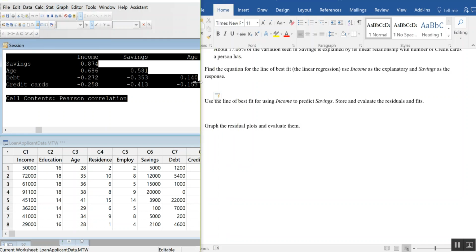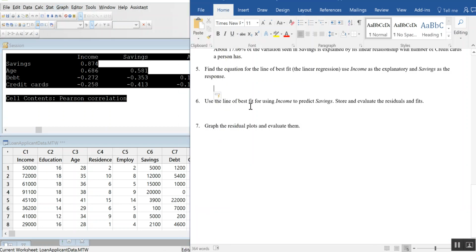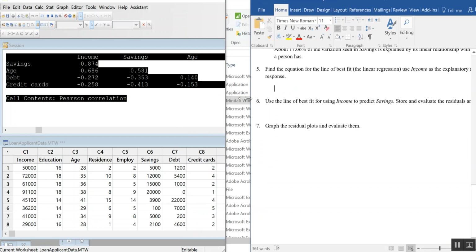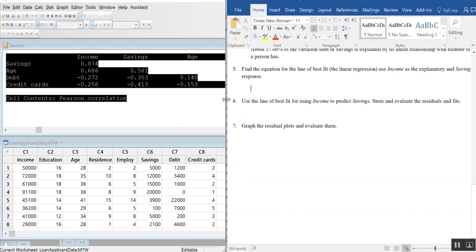Let me move this back over. Oh no, wait, it was Word I moved over. Get out of my way. I need more room for my Minitabs.